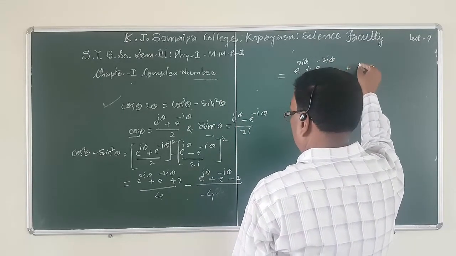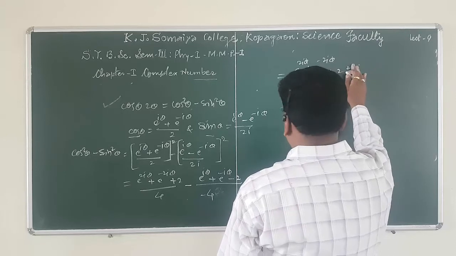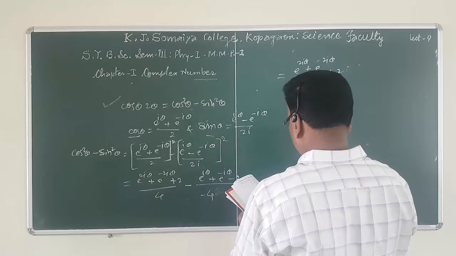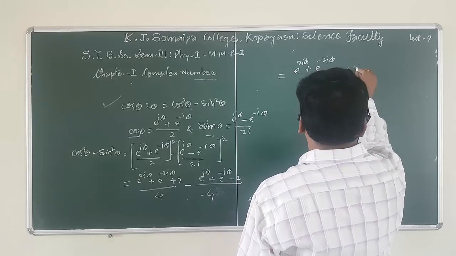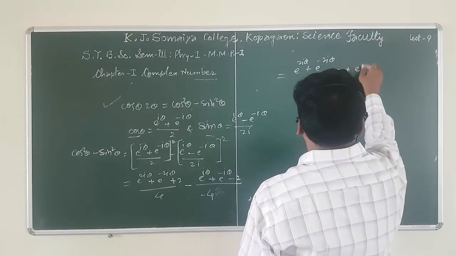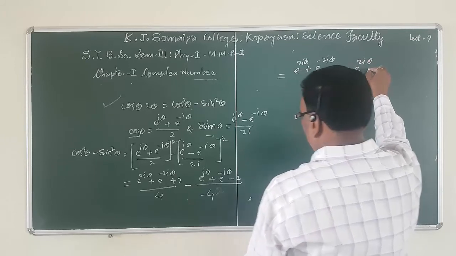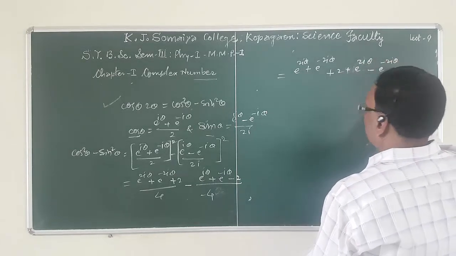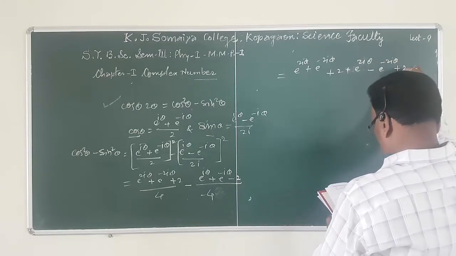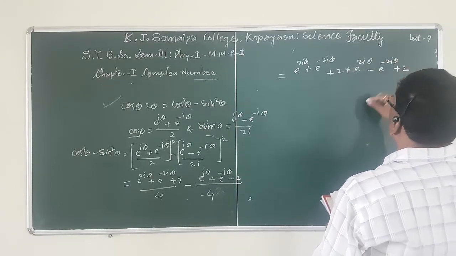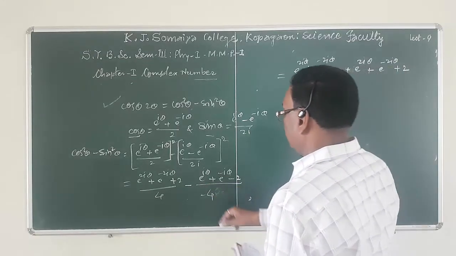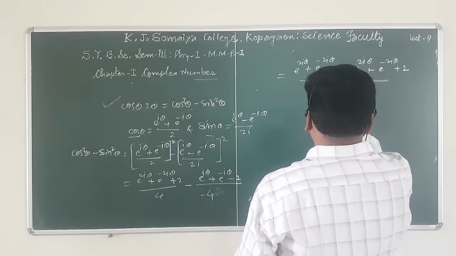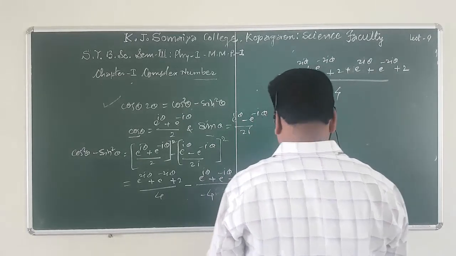minus e raised to 2I theta plus e raised to minus 2I theta minus 2, upon 4.